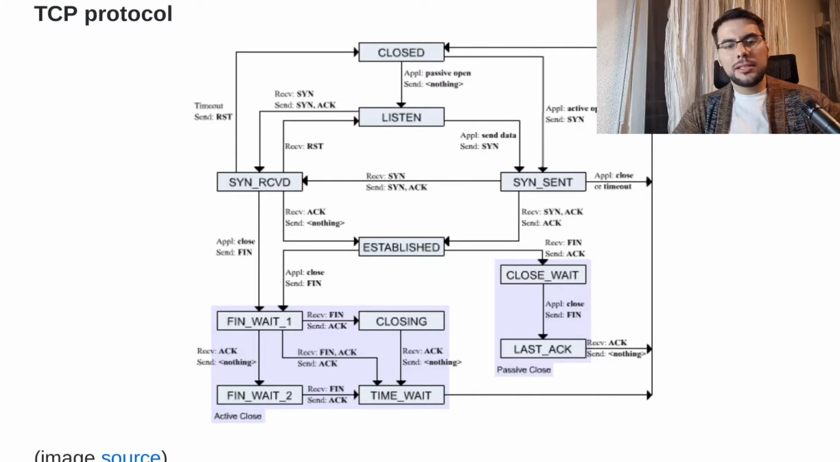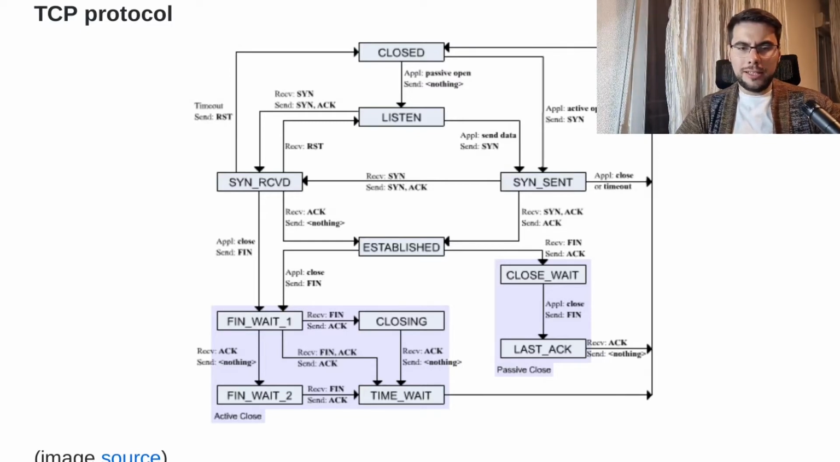This machine reacts to the following types of events. First kind of event is we have received a packet of specific type. And on this diagram there are at least three types of packets, I think, more like four: SYN, ACK, RST, and FIN.